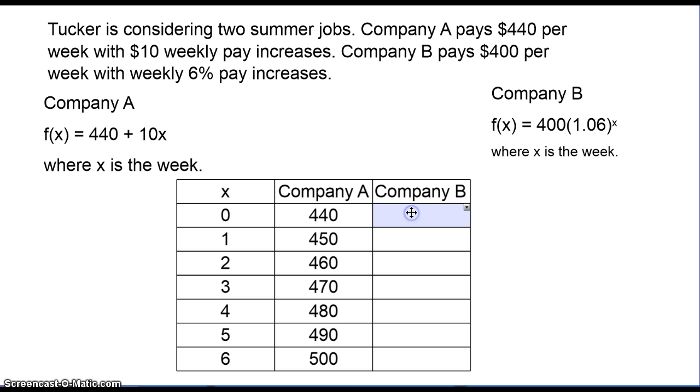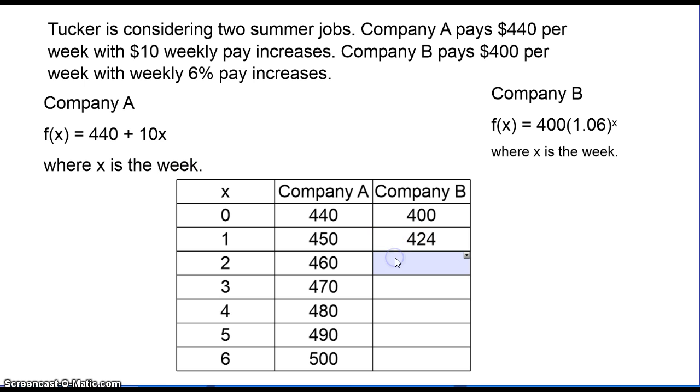Alright, at Company B, again, we have 0. So 1.06 to the 0 exponent is just going to be 1, right? Anything raised to the 0 power is 1. So 1 times 400 is 400. That makes sense. At week 0, they're both making the base salary. Now, we're going to have to round to the nearest whole number. So for week 1, he makes $424.